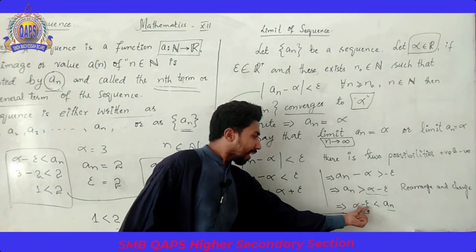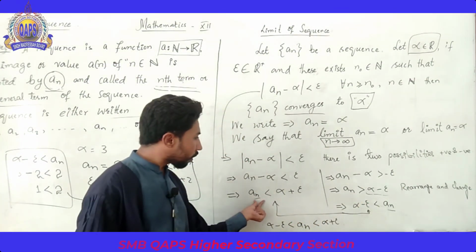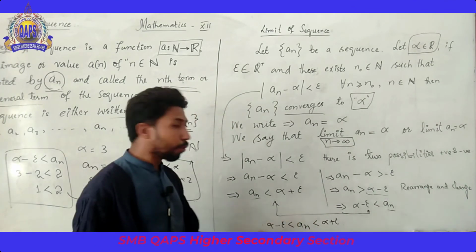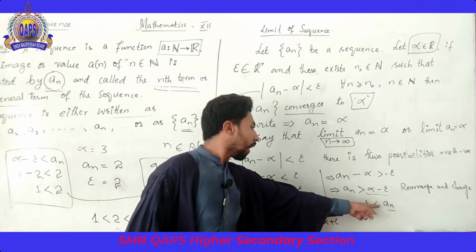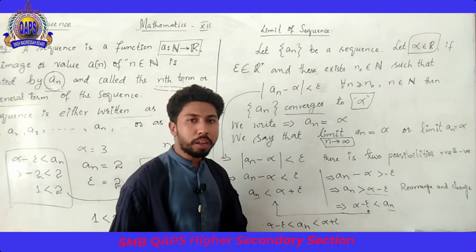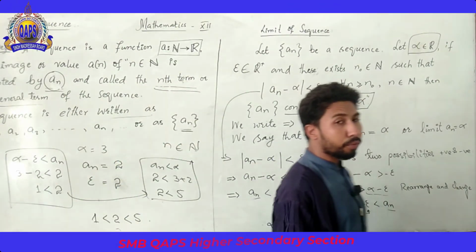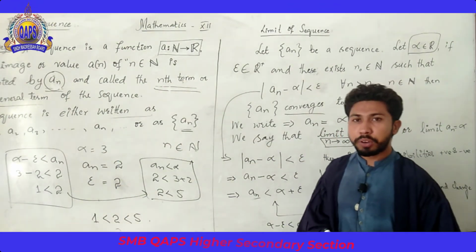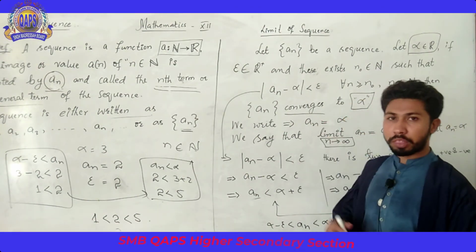Here first we put alpha minus epsilon, then this an will be the same: alpha minus epsilon less than an, and an less than alpha plus epsilon. So that's our whole definition of the limit of a sequence, and that's why we can solve different problems of the function through the limit of a sequence.